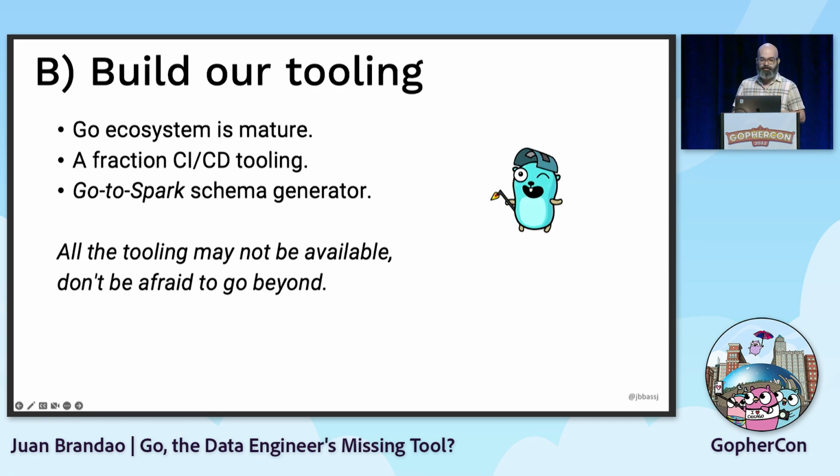On the same challenge, we also had to build our own tooling. But the Go ecosystem is mature. Today, we have a fraction of CI/CD infrastructure versus other languages internally. And we also built some tools to interface with the rest of the data engineering stack. For example, we developed a Go to Spark schema generator. This helps us to provide type safety guarantees across the data lifecycle when handing over data ingested using the first mile data service to Spark processing pipelines downstream. The takeaway here is that all the tooling may not be available, but don't be afraid to go beyond.